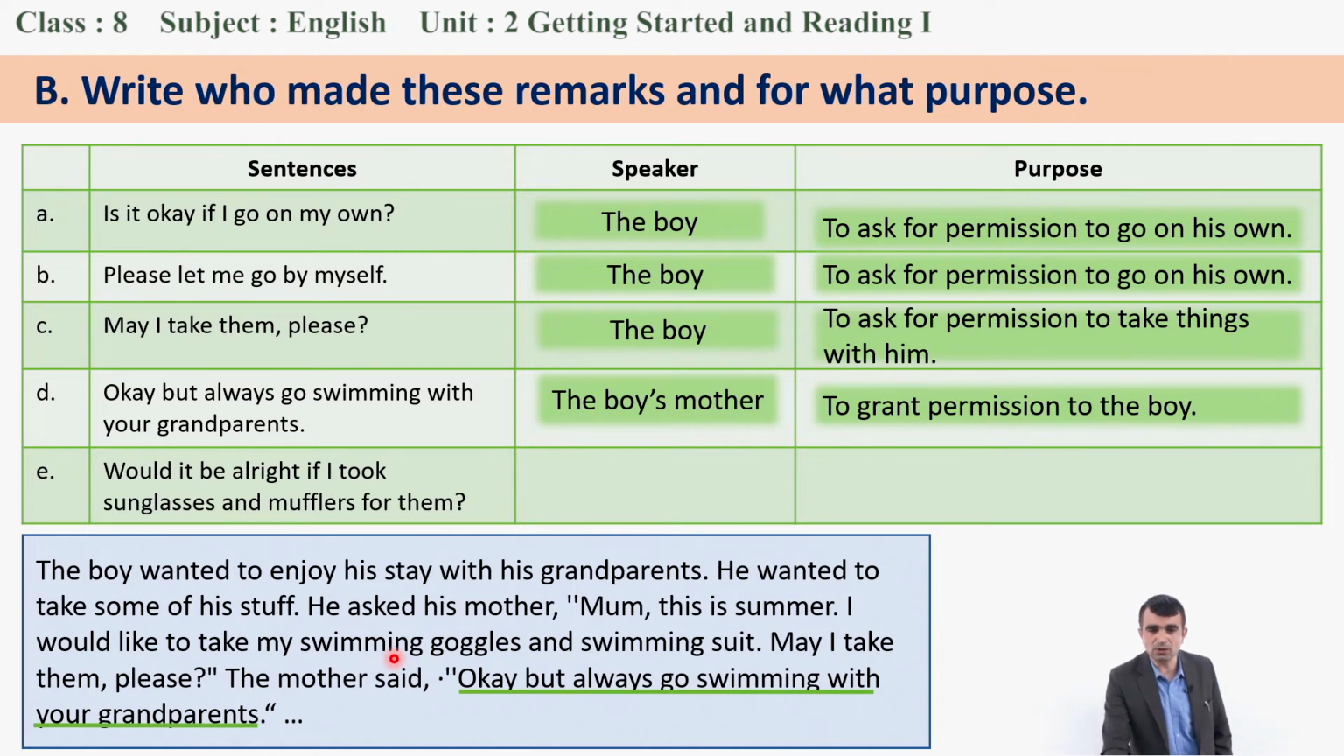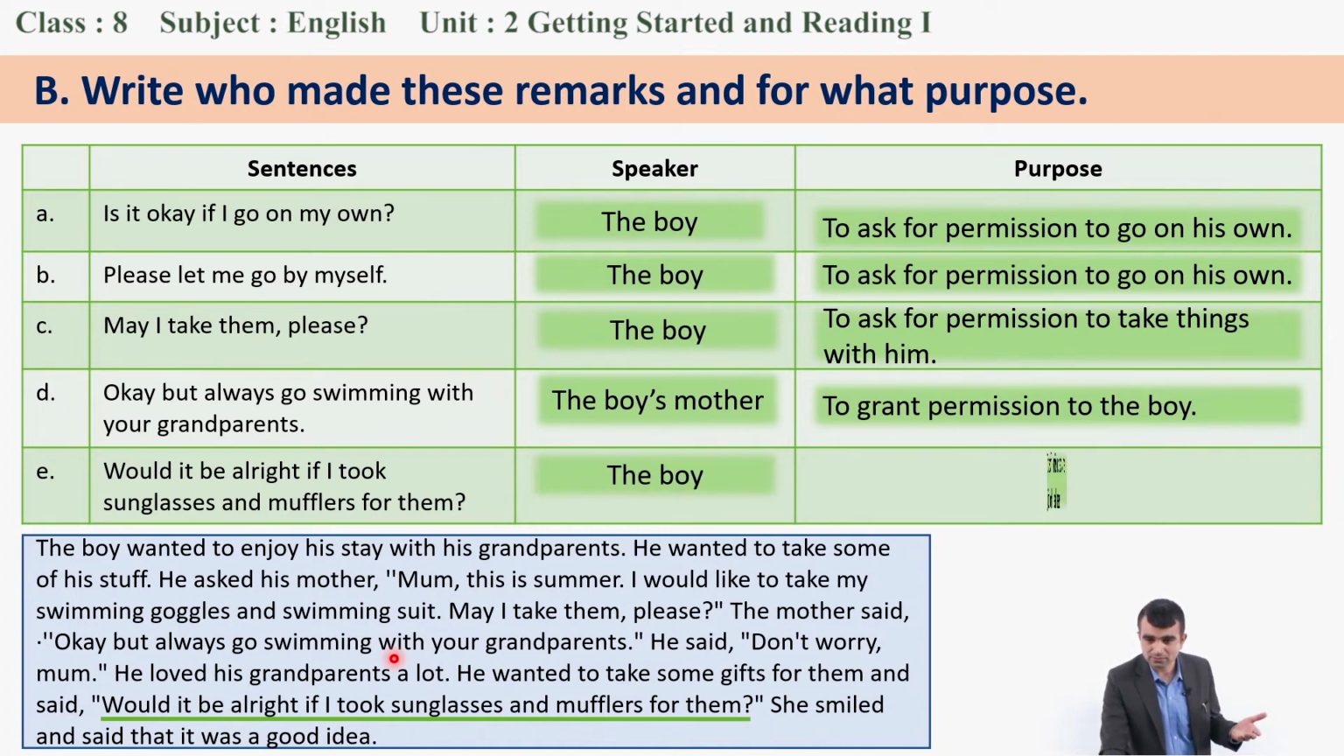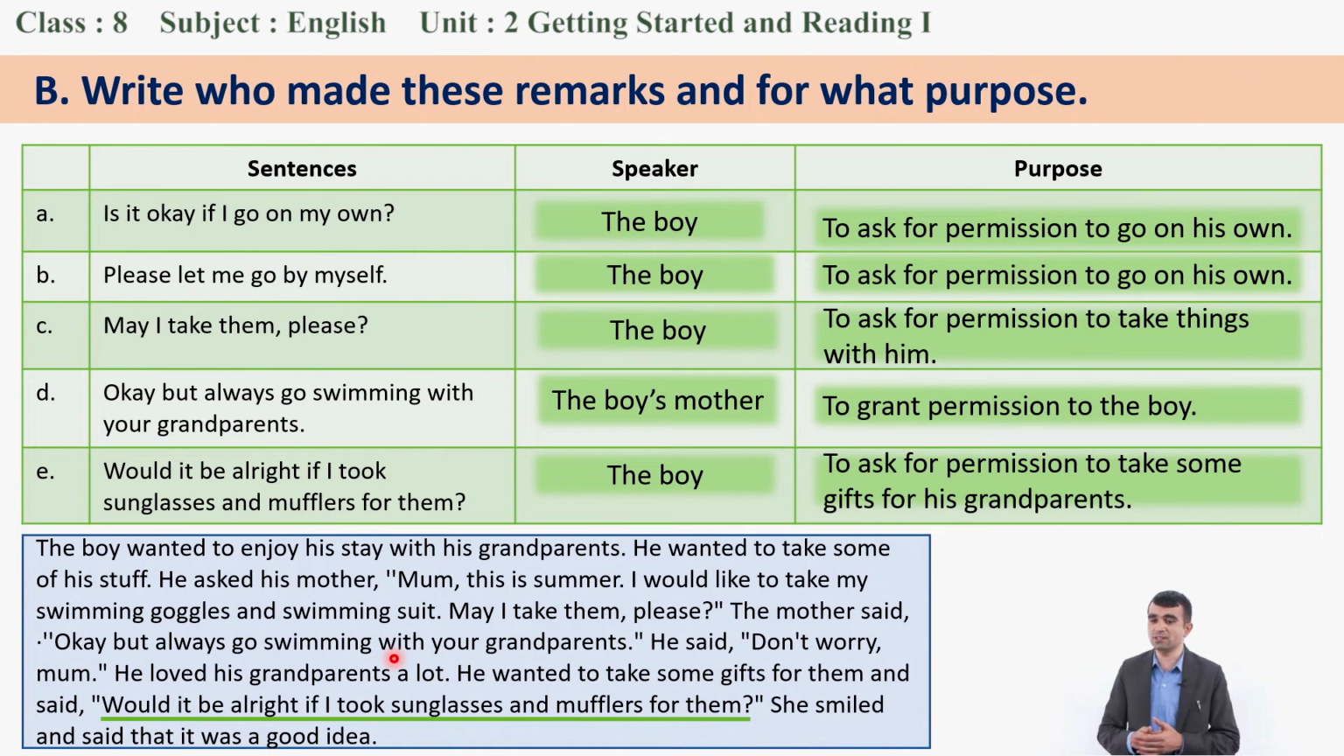Similarly, the last one: Would it be alright if I took sunglasses and mufflers for them? Who said it? Yes, it's here. The boy said it. For what purpose? To ask for permission to take some gifts for his grandparents. Good, very good. You did very well.